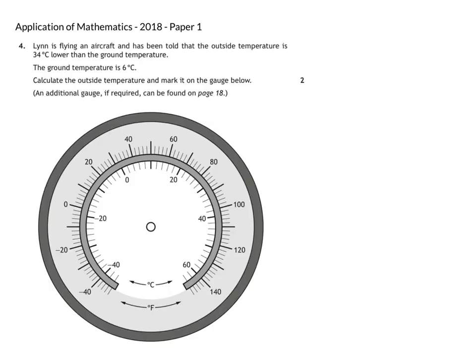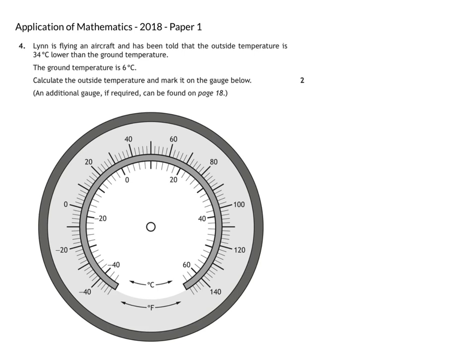Here we go, we've got question 4. So we've got Lynn is flying an aircraft and has been told the outside temperature is 34 degrees lower than the ground temperature. The ground temperature is 6 degrees Celsius. Calculate the outside temperature and mark it on the gauge below. So we need to work out the outside temperature first.